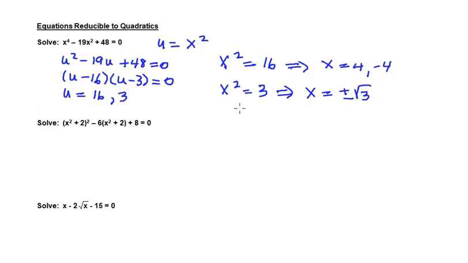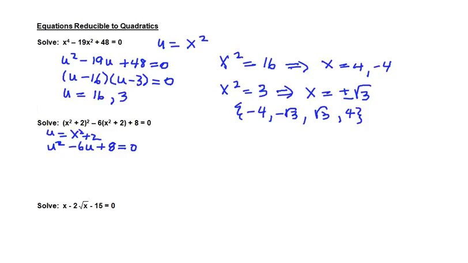So when we write out our solution set, we have four solutions. We have negative 4, we have negative square root of 3, and we also have positive square root of 3 and positive 4. For our next example, we're again going to use u to represent some cluster, and in this case the parentheses make it fairly straightforward to use that as the value of u, so we're going to let u equal x squared plus 2. And you can see in this equation that then letting x squared plus 2 be the parentheses, we've got u squared minus 6u plus 8 is equal to 0.